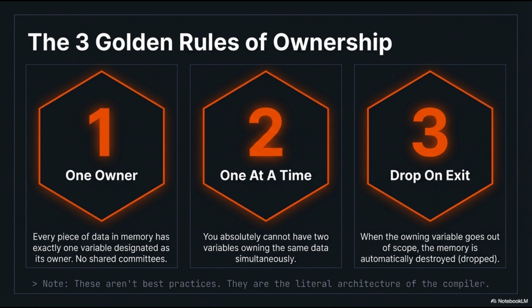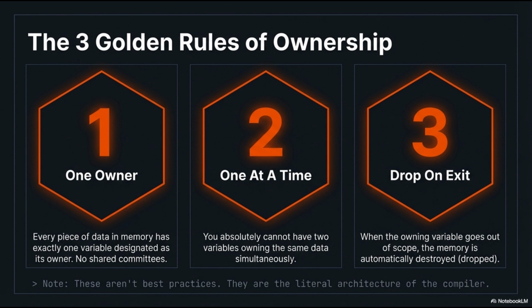If a specific variable is the sole owner of a piece of data, and that variable reaches the end of its block of code. When it goes out of scope, yeah. Right, when it goes out of scope, the data has no owner left. So it just has to be destroyed. That's the third and final rule. When the owning variable goes out of scope, the compiler automatically inserts the code to clean up the memory. The value is, in Rust terms, dropped. Dropped, okay. Yeah. And these aren't just best practices or nice design patterns. These 3 rules dictate the entire architecture of the compiler.